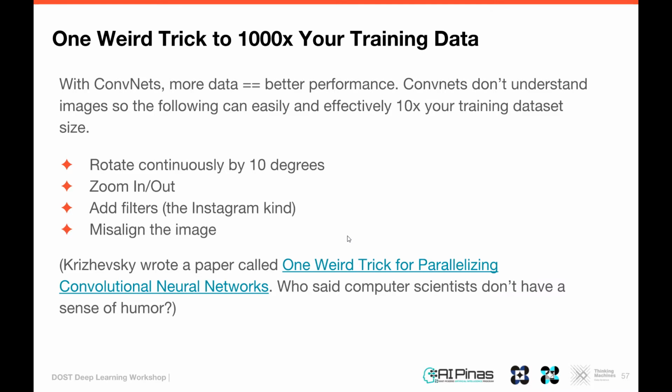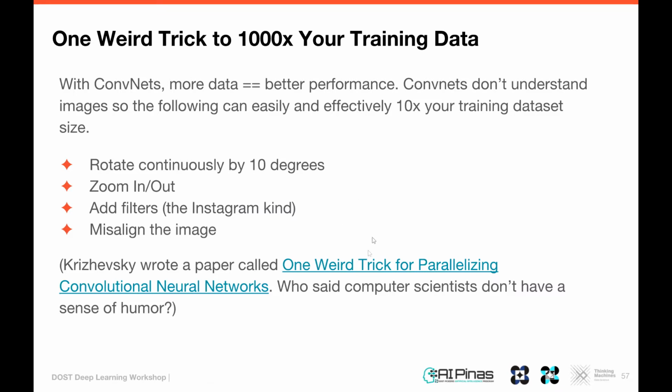So, one weird trick to 1000x your training data. Many of you might be working with data sets where images are pretty rare. For example, if you're trying to train a CNN to recognize broken cell towers, what do you do if you only have 100 pictures of different types of broken cell towers? With images, you can actually at least 10x your training data set by, guess what? Rotating each image by 10 degrees, zooming in and out, adding Instagram filters on top of it, misaligning the image. Read this paper by Krizhevsky, pretty funny paper.